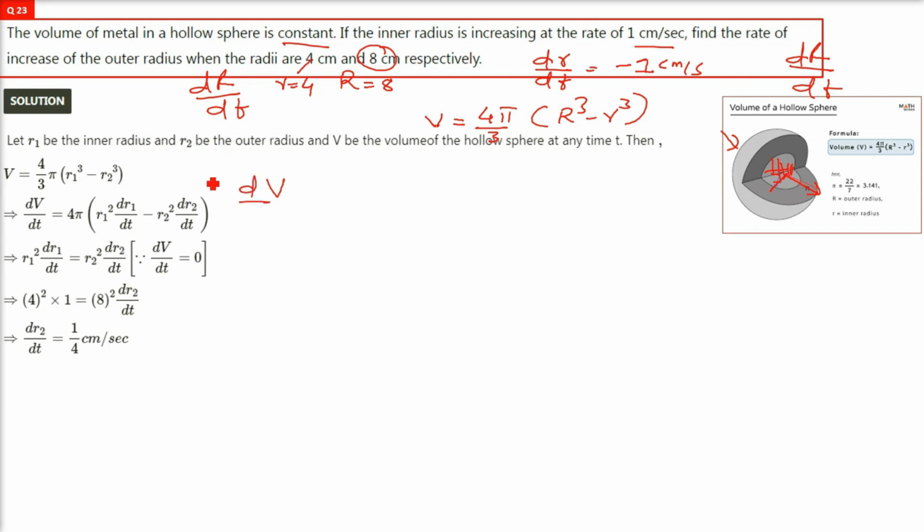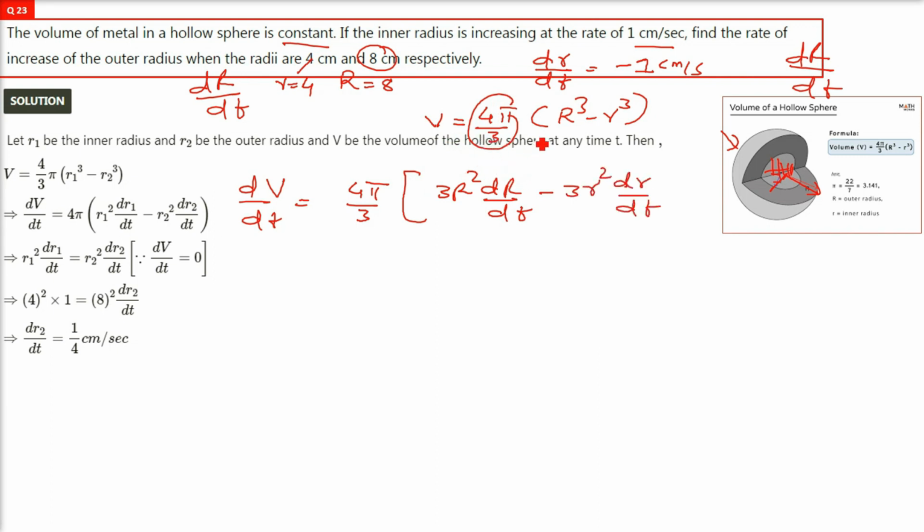So dV by dt you have to compute, and we already know it is 4 by 3 pi, we can take it outside. Differentiation of R cube will be 3R square dR by dt, minus small r cube will be 3r square, and then dr by dt. Now dR by dt is to be computed, that is the higher radius. Volume of the metal is constant. So when you do dV by dt, volume is constant, and when you differentiate a constant value, what do you get? It is always 0.